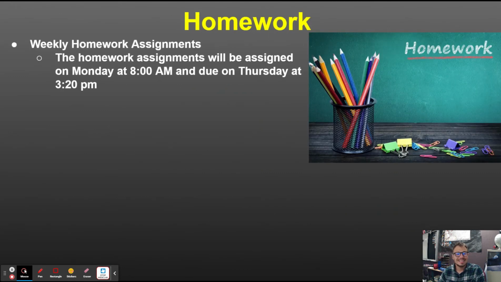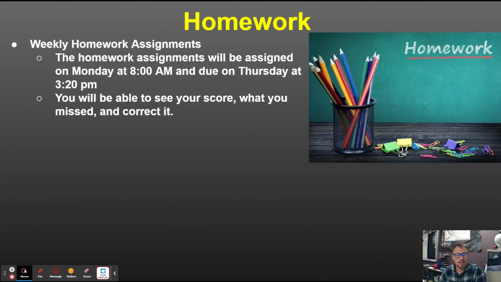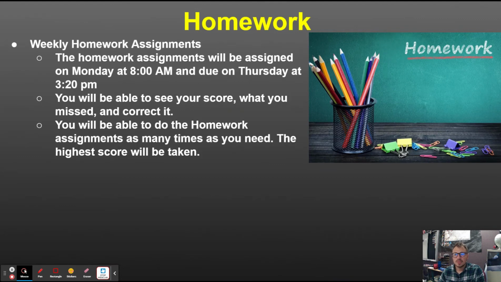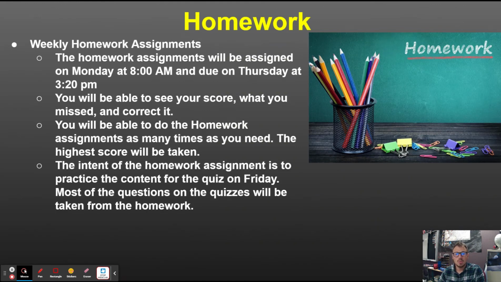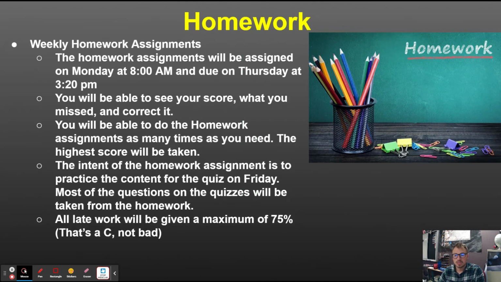Homework. Like I said, there are weekly homework assignments that will be assigned on Monday at 8 a.m. and due Thursday at 3:20 p.m., at the very end of the day. You will be able to see your score, what you missed, and correct it. You'll be able to do your homework assignments as many times as you need. The highest score will be taken. The intent of the homework assignment is to practice the content for the quiz on those every other Fridays. Most of the questions on the quizzes will be taken from the homework assignment.